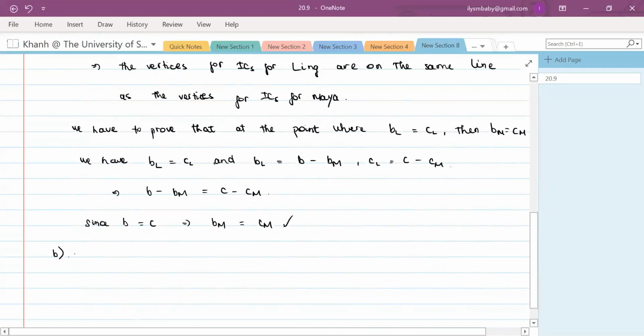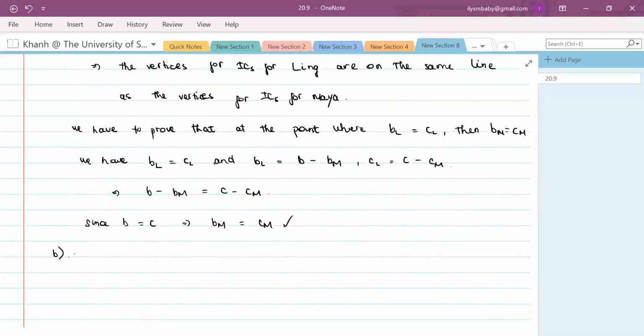All right, so part B: suppose instead that Ling grows carrots and Maya grows beans. Using a diagram, show that Maya can determine the division of the endowment. She can take all of Ling's carrots and offer no beans in return.